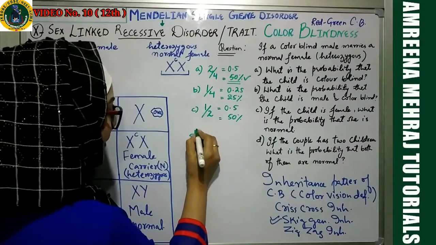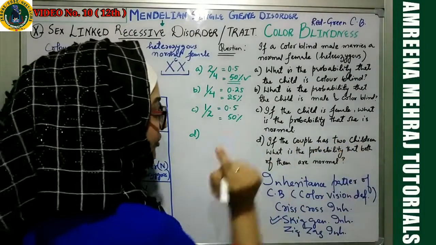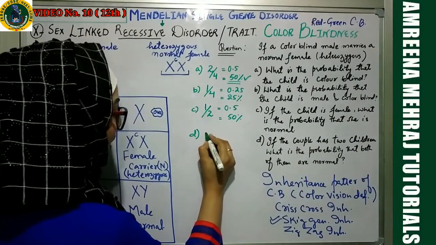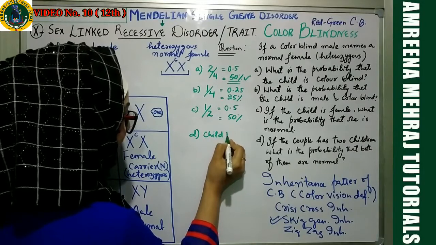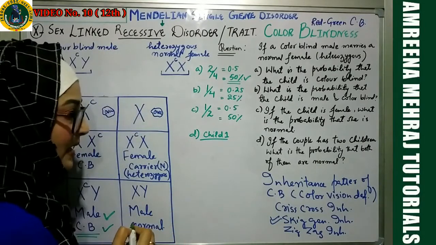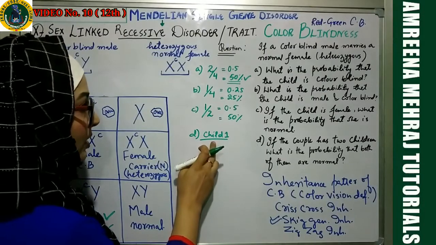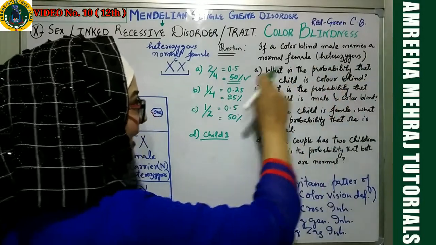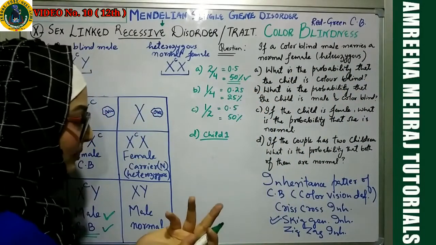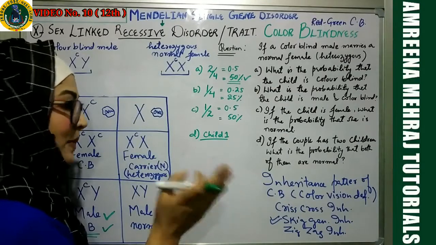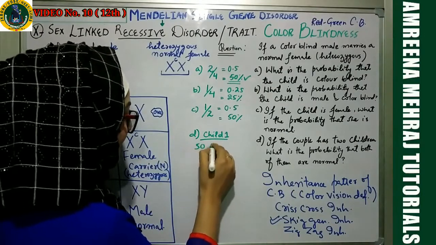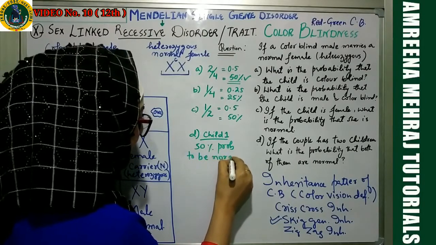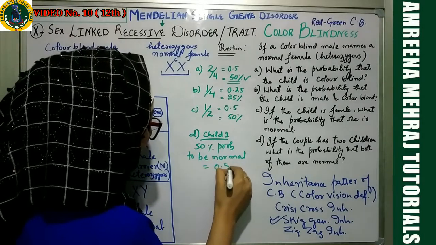As simple as that. Part D says if the couple has 2 children, what is the probability that both of them are normal? So here we have to work for child 1 and child 2. Let us first of all work for child 1. What is the probability that child 1 will be normal? As far as part A is concerned, what is the probability for the child to be defective or colorblind? It's 50%. So accordingly, we can use common sense. If there are 50% chances for the child to be colorblind, there will be 50% probability for the child to be normal. As simple. That means 0.5.